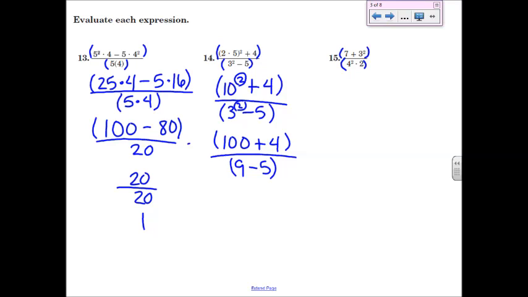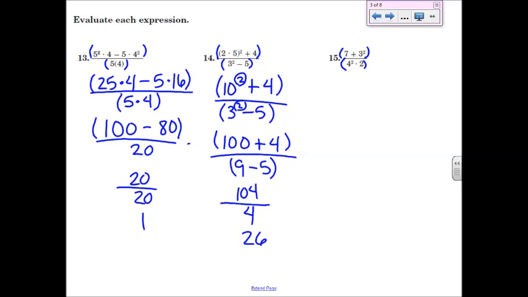And then the last step in each of those is addition and subtraction. So 100 plus 4 is 104. And then 9 minus 5 is 4. And then we do the division of those two parentheses. Now that they're alone, 104 divided by 4 is 26.